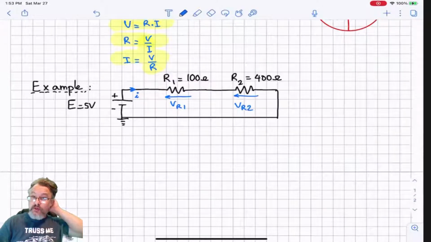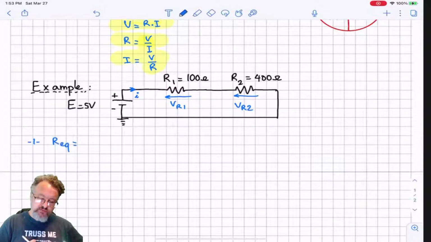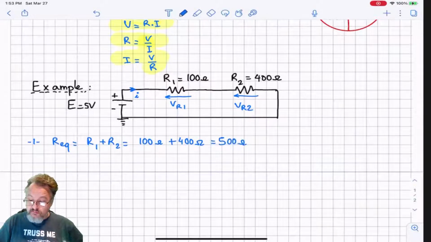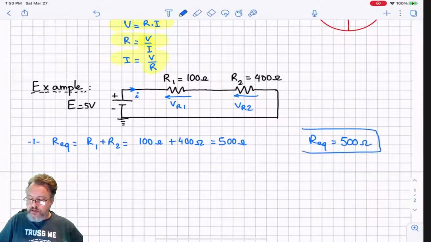So the first thing we're going to do, again, is calculate the equivalent resistance. According to the formula, it's going to be equal to R1 plus R2, which is going to be equal to 100 ohms plus 400 ohms. It's equal to 500 ohms. Okay? So literally we are done right here. The equivalent resistance is 500 ohms. All right, done.